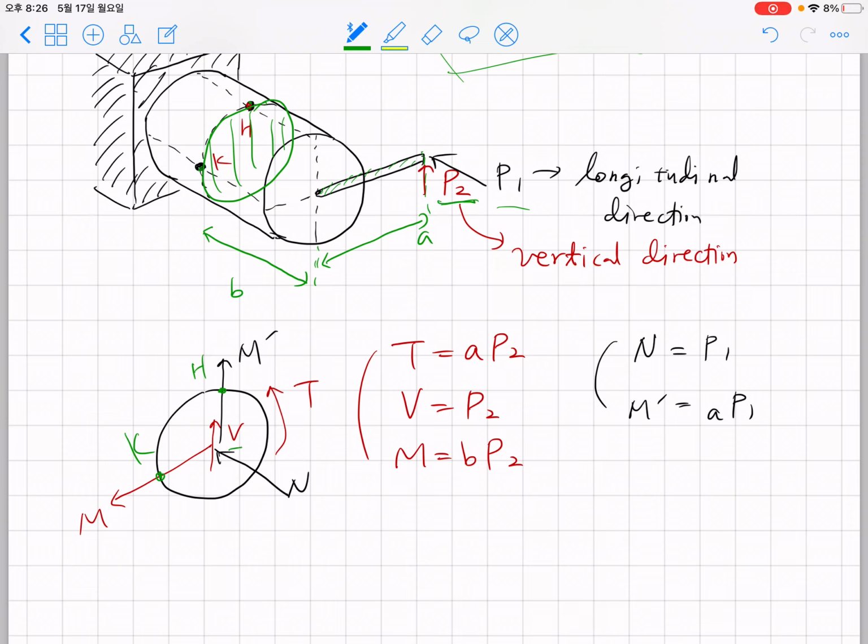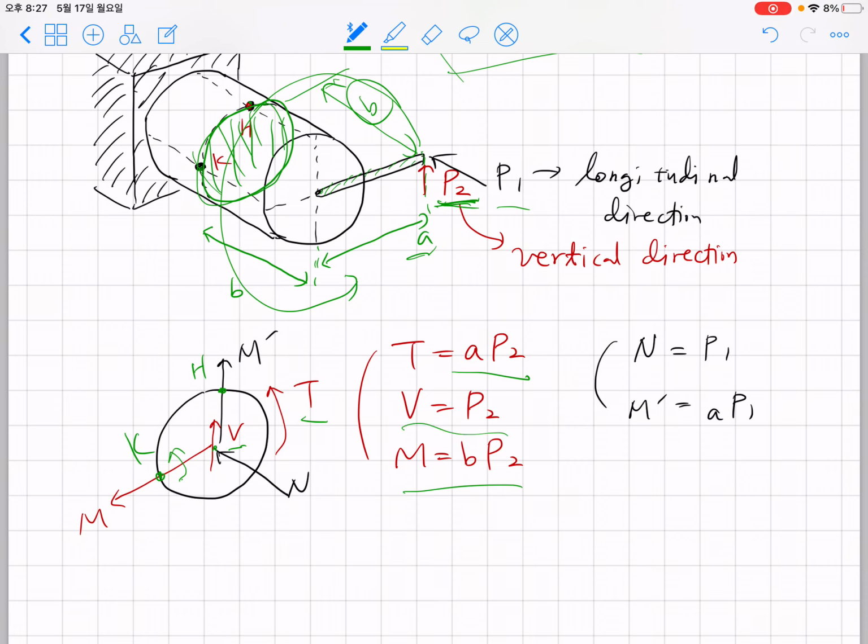Now, because you are considering this cross section, there is a distance from P2 to that surface, which is B. So there is a moment. This moment is in this direction, in the size of B times P2. So there are two torques, A P2 and B P2, with respect to the centroid, and there is one force V, which is P2. And there is a contribution from P1.